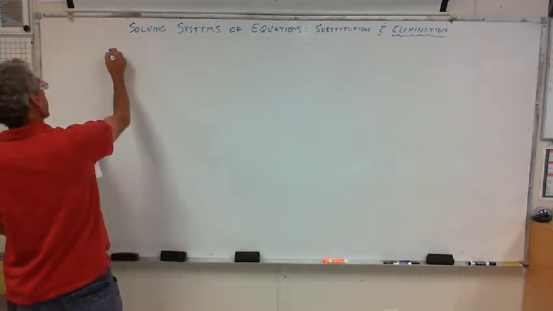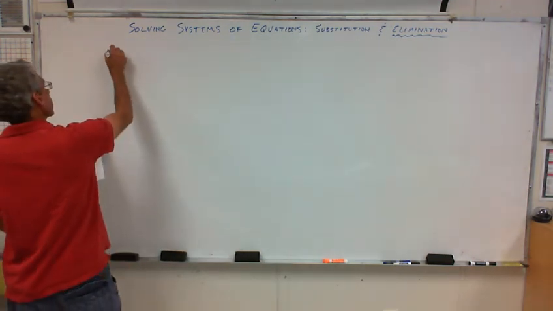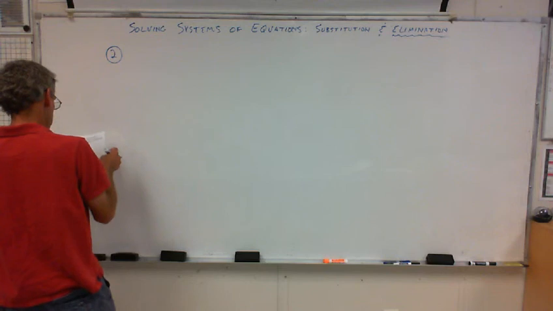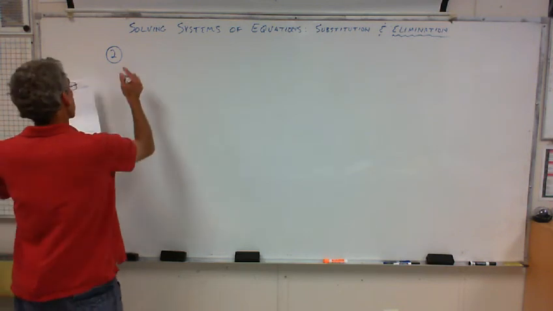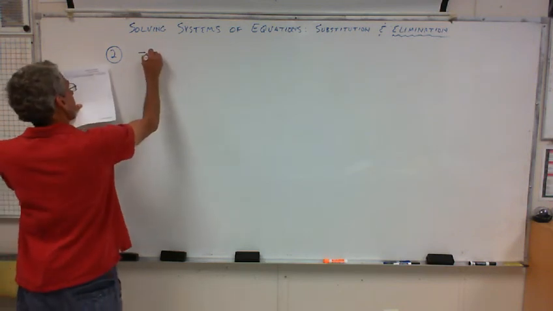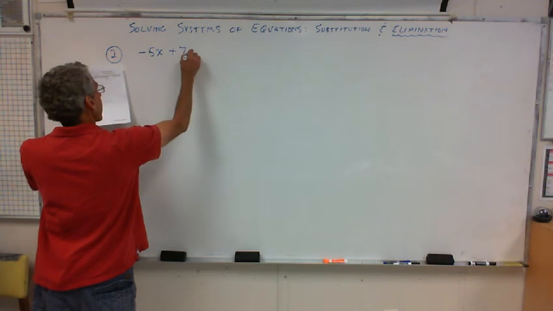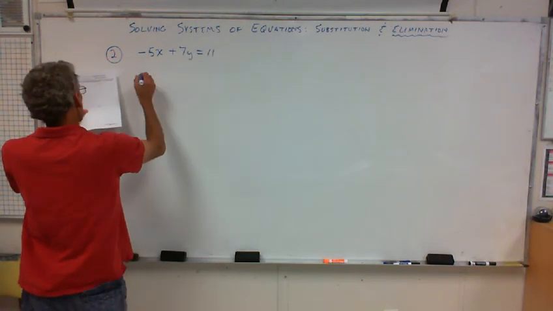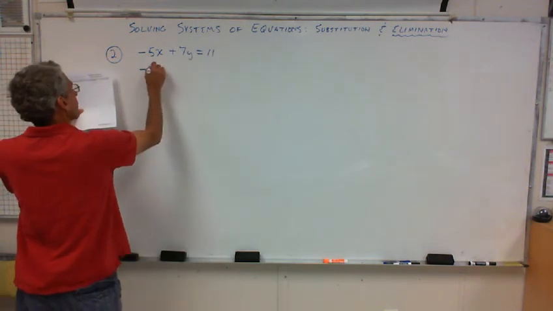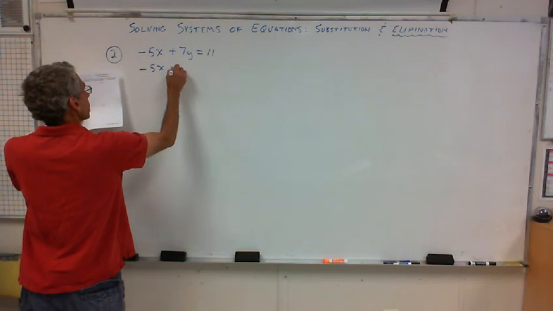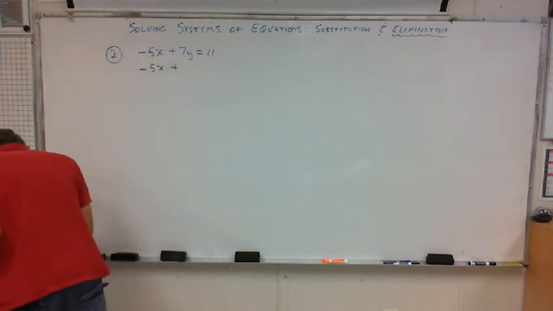Okay, so here's example number 2. We've got negative 5x plus 7y equals 11. We have negative 5x plus... I hope this is not on the homework. Hang on 1 second.